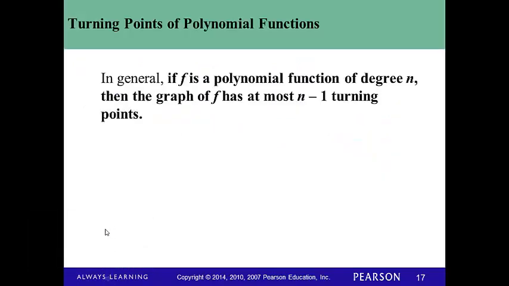Alright, the turning points of a polynomial function. In general, if f is a polynomial function of degree n, then the graph of f has at most n minus 1 turning points. At most n minus 1 turning points.